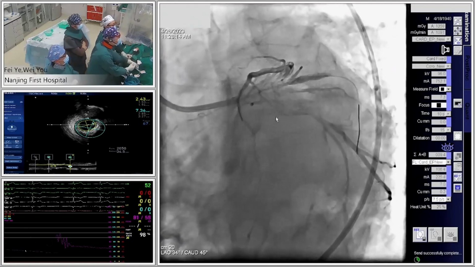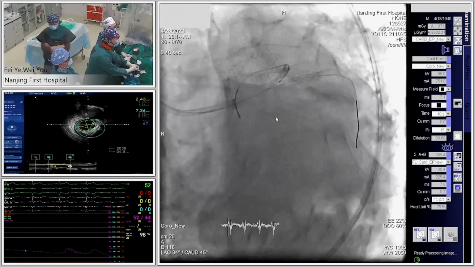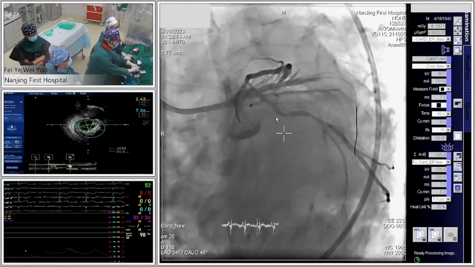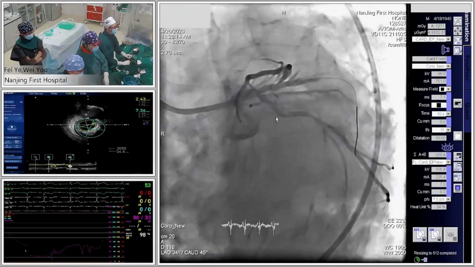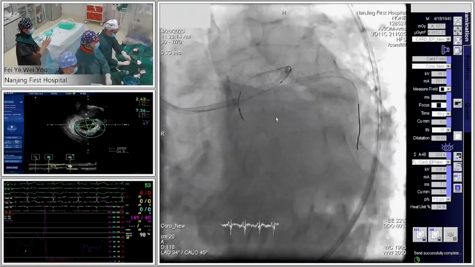Oh, flow is not good. Stop here. We can see what's the reason for the slow flow. Maybe there is distal dissection. How to do next? Okay, IVUS, please.